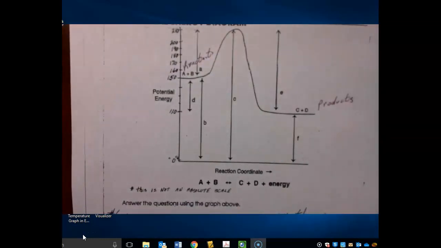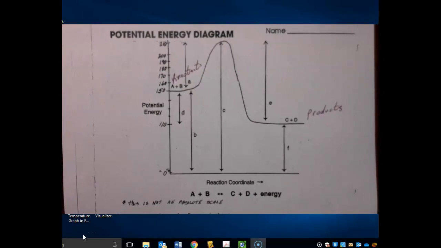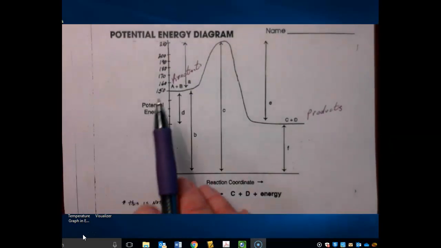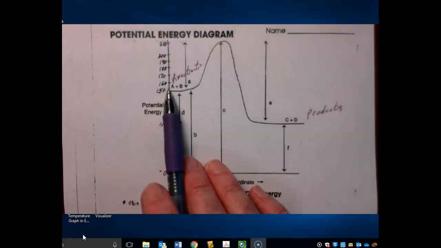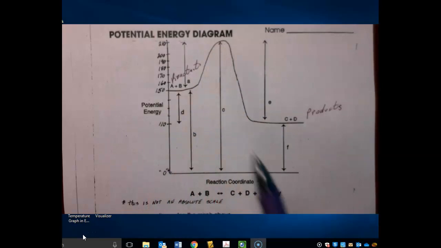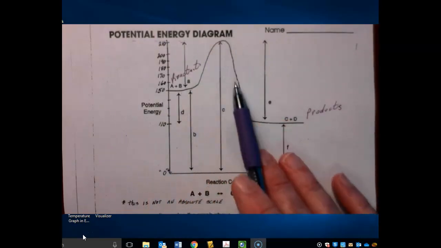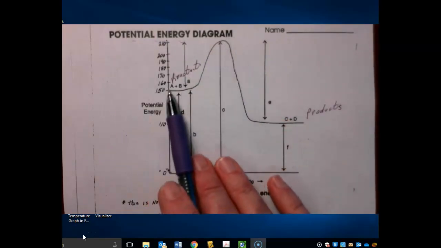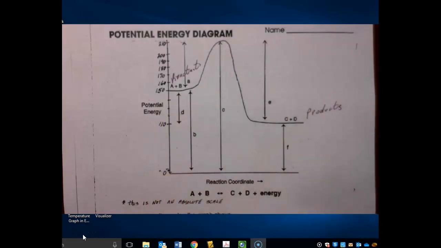Then question 6 on the electronic test you took used a potential energy diagram like this one. These always start with the reactants, and then there's at least one hump, and then products. The hump is the activation energy barrier that you have to go through to get from reactants to products.